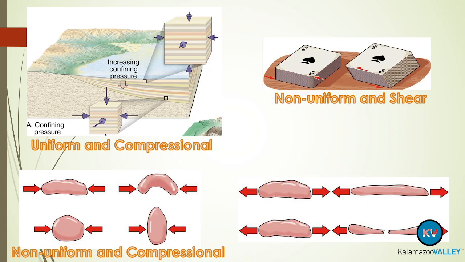And lastly, some more amorphous blobs. Different type of stress. What is it? This one is also non-uniform. It's in the horizontal direction, and instead of being compressional, it is tensional because it's being stretched apart.